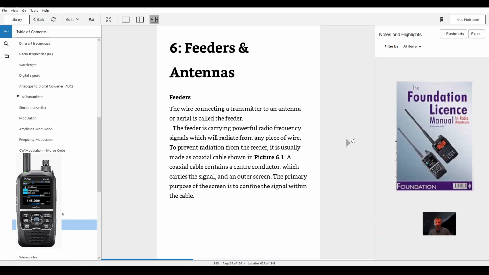Feeders and antennas. Feeders. The wire connecting a transmitter to an antenna or aerial is called the feeder. The feeder is carrying powerful radio frequency signals which will radiate from any piece of wire. To prevent radiation from the feeder, it is usually made as coaxial cable, shown in picture 6.1. A coaxial cable contains a center conductor which carries the signal and an outer screen. The primary purpose of the screen is to confine the signal within the cable.